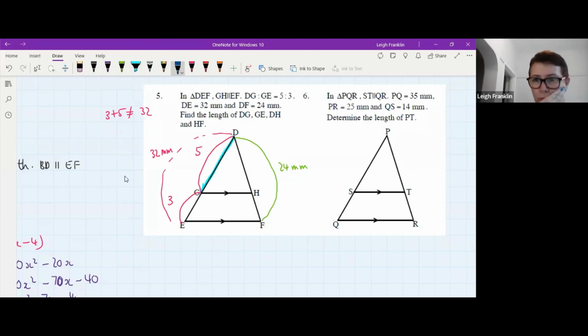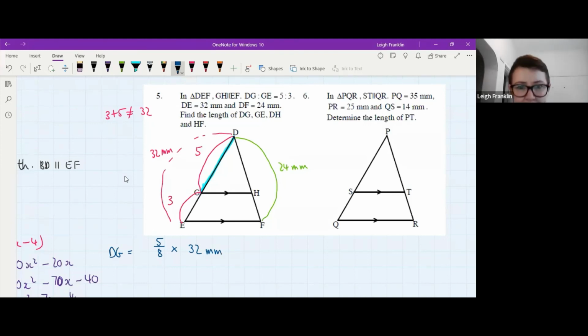Yes, ma'am. Go for it, Zuliswa. Ma'am, I was thinking that to calculate length DG, since the proportion is 3:5, we add them together, it becomes 8, and then we say 5 over 8 times 32. Is that correct? Beautiful. Absolutely fantastic. I'm so impressed. Well done. Perfect. That's what we were practicing the other day when we were talking about proportions.